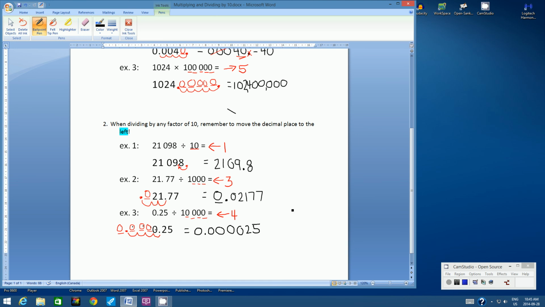So I hope this is coming back to you. Again, when we're ever multiplying or dividing by factors of 10, you should not need a calculator.